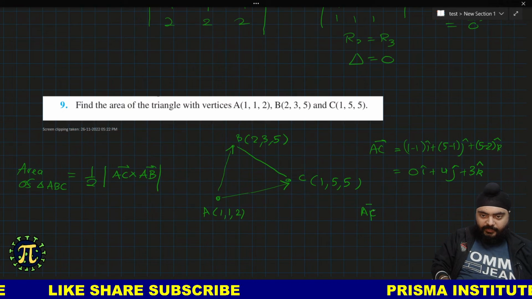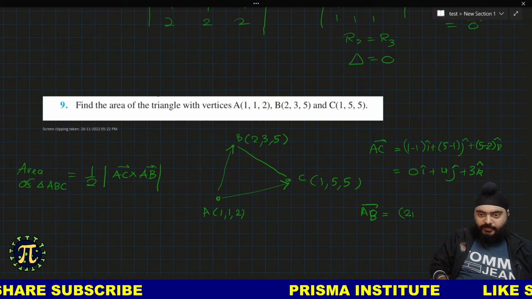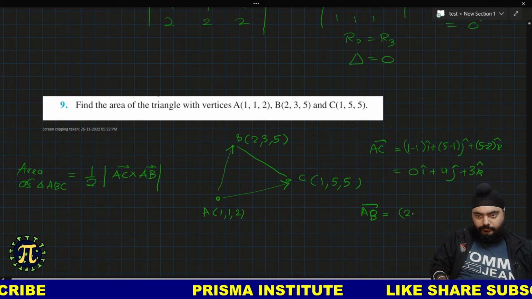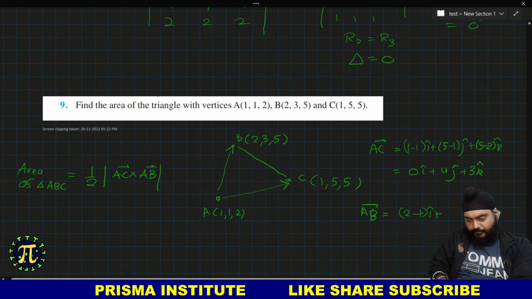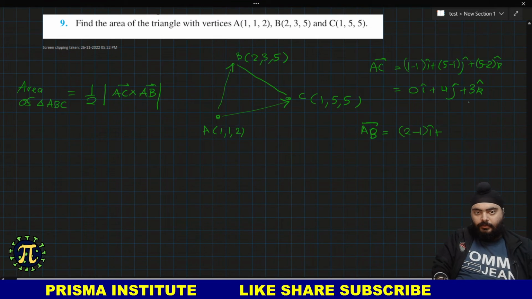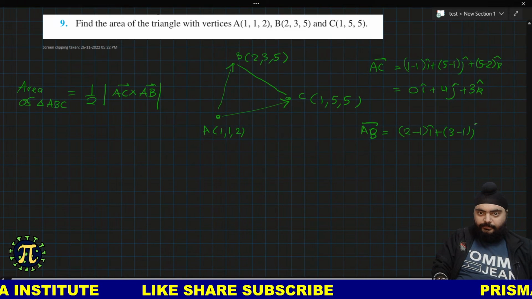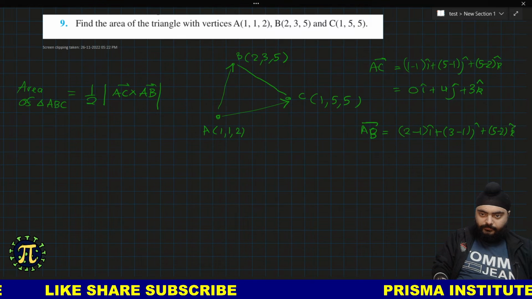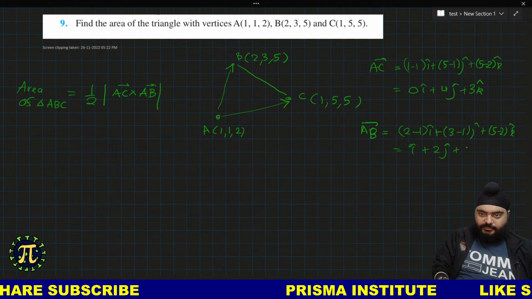AB vector निकालते हैं. तो final point B है, final minus initial, so 2 minus 1, so I cap plus 3 minus 1 J cap plus 5 minus 2 K cap, which is I cap plus 2 J cap plus 3 K cap.